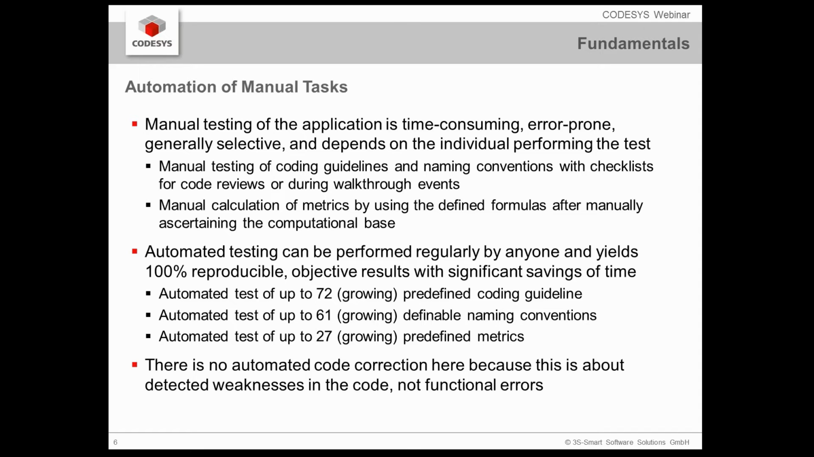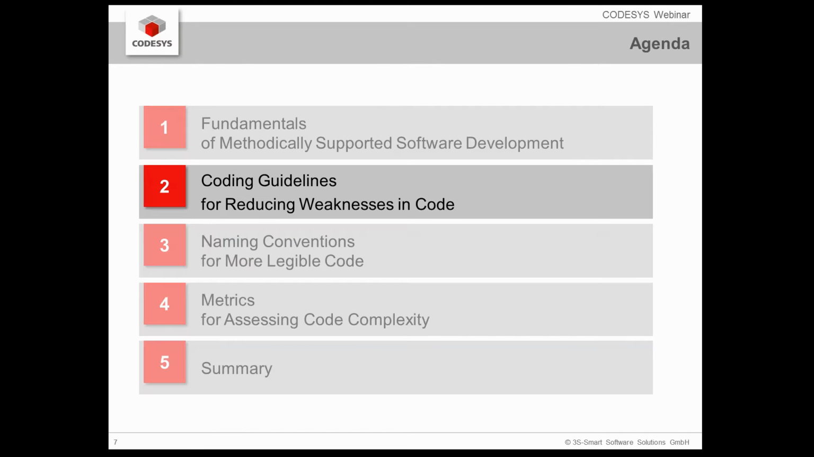So the application is fully running also when you don't correct these weaknesses, and therefore there's no need to add an automated code correction by the tool, because that's a decision which has to be done individually, case by case, on each weakness we identify by the static analysis tool.